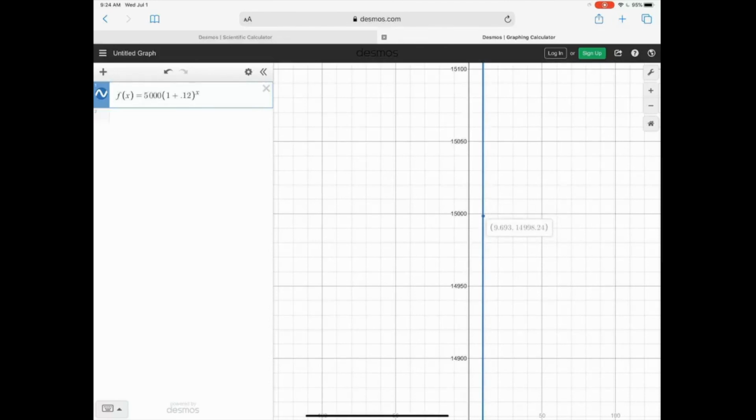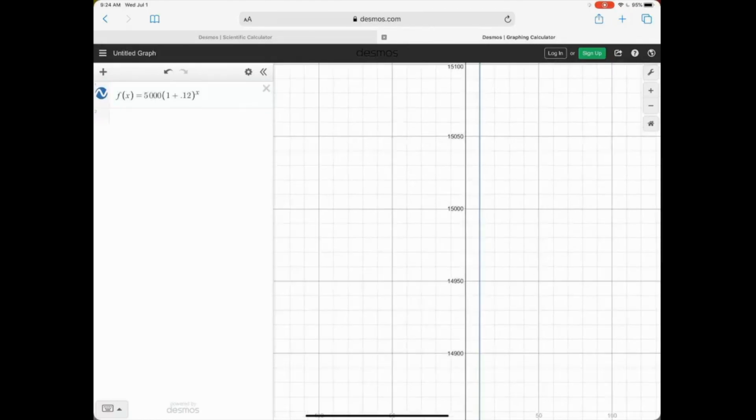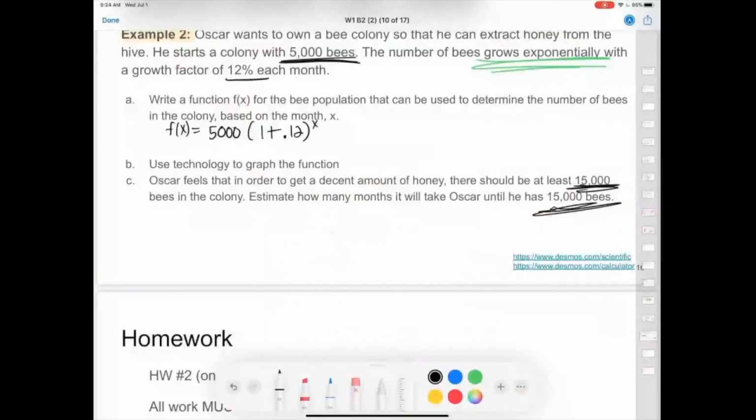So it looks like it's going to take about 9.5 months. It says 9.697. So I'm going to say it's going to take about 9.5 months. So here I'm going to say about 9.5 months. Okay, so you can use these equations to estimate as well.